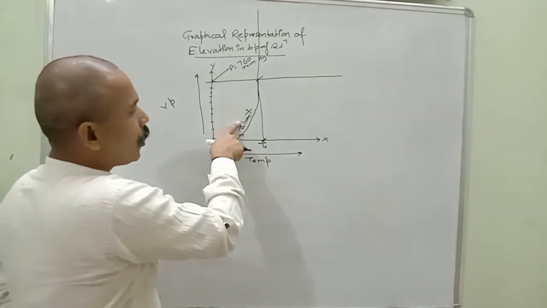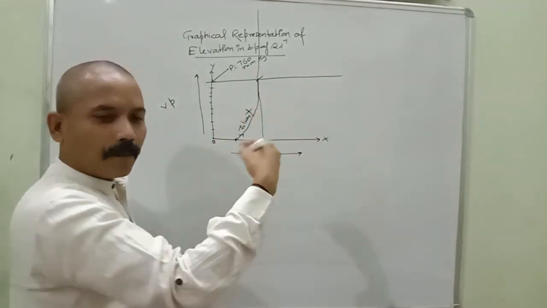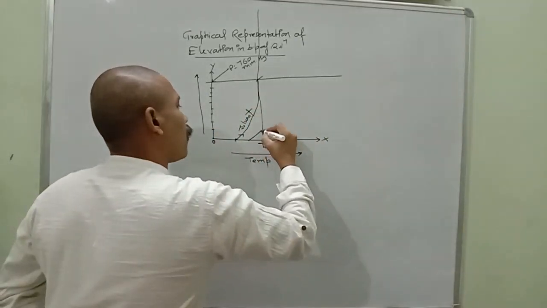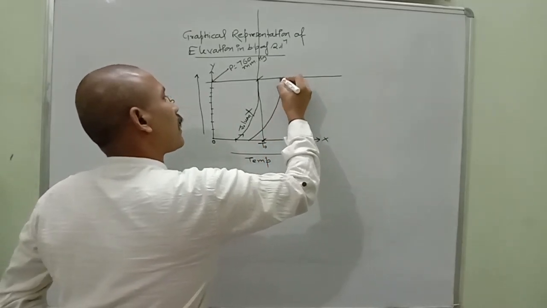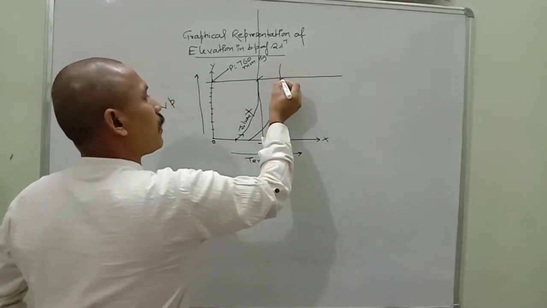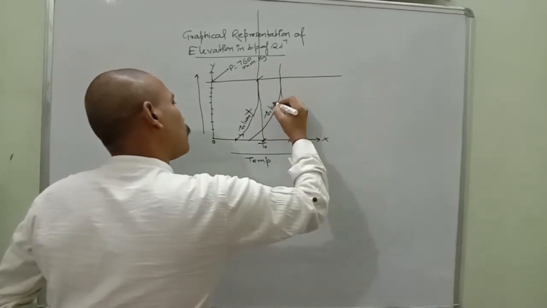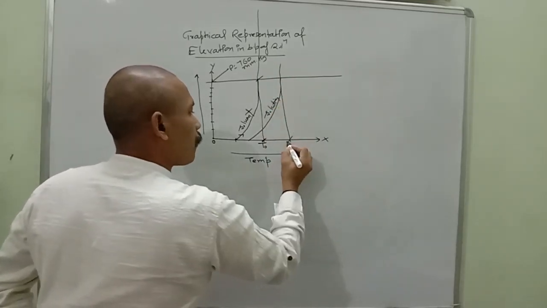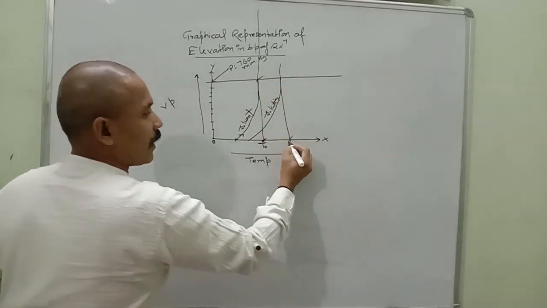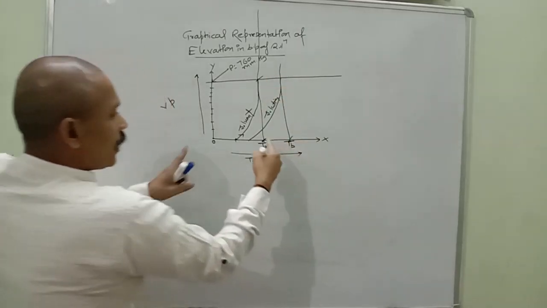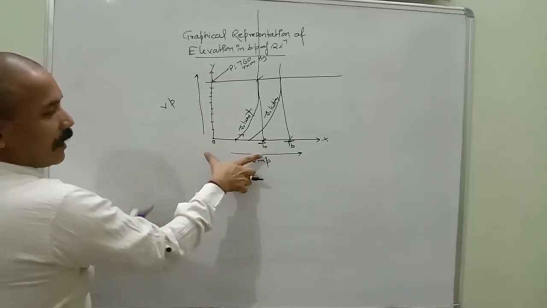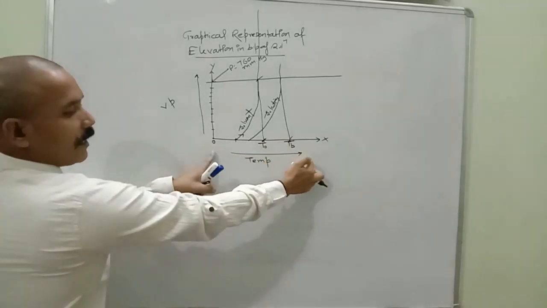When solute is added to this solvent, it becomes a solution. Say this is the graph for the solution. At 760, this also becomes parallel, so draw the perpendicular on this. This is the line for the solution, and this is the point at which it cuts the x-axis. This is TB, and this is T naught.